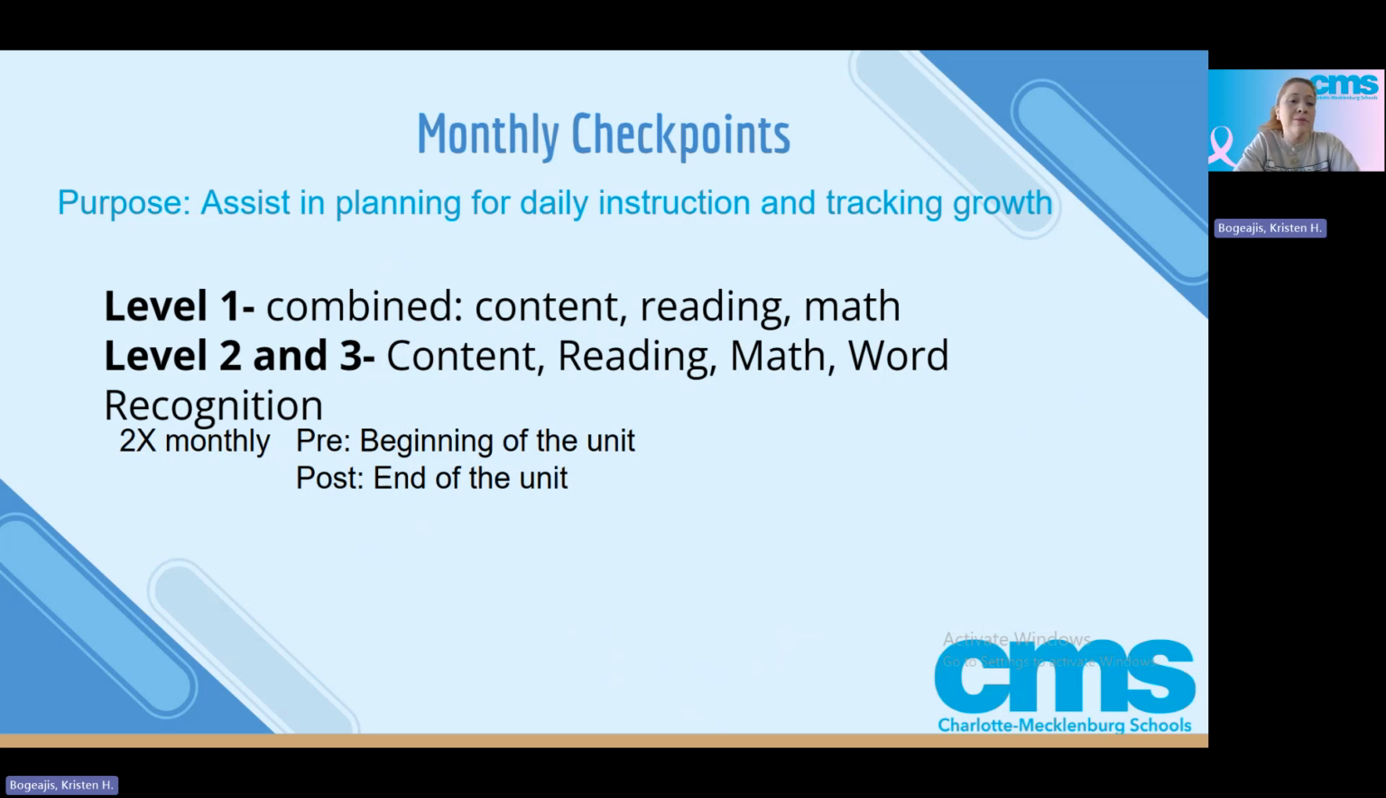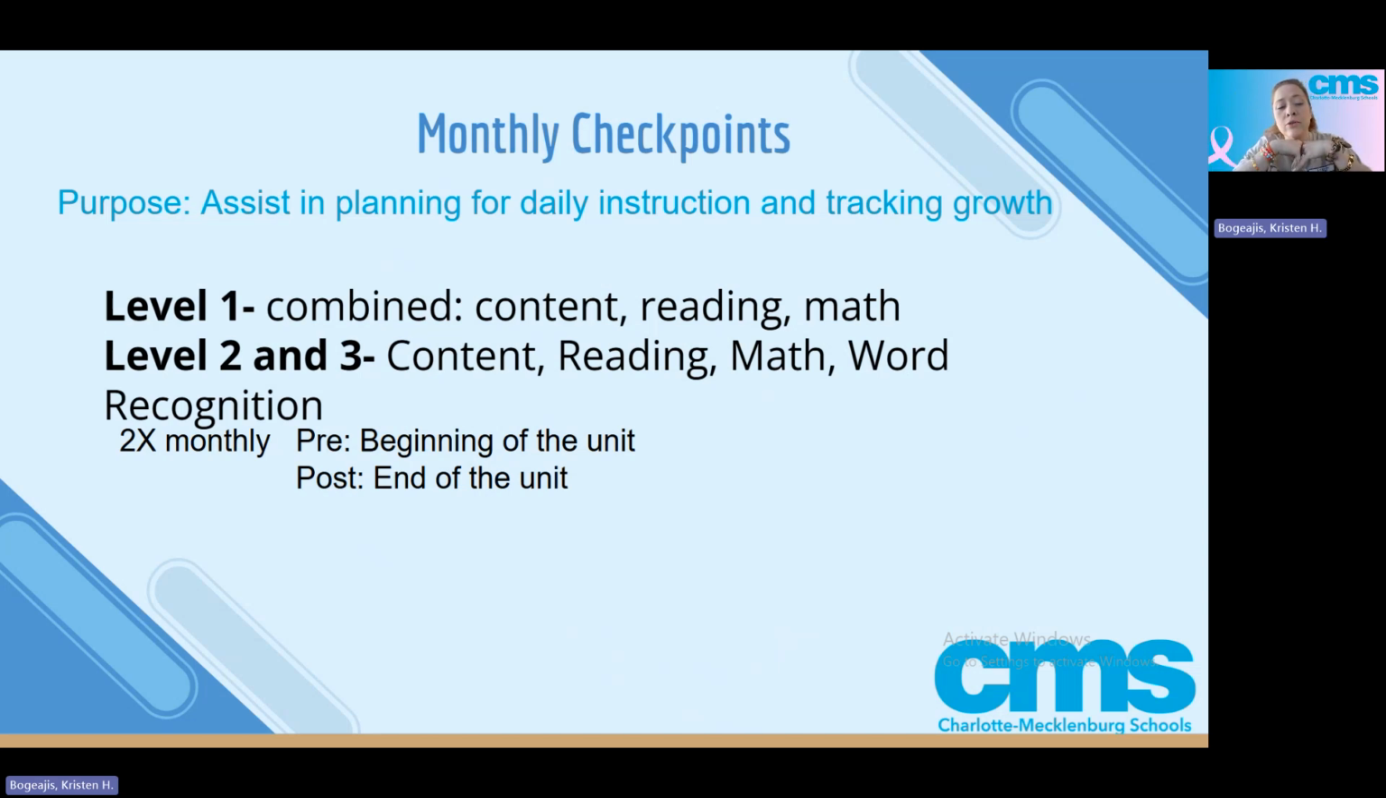So we are going to expect those monthly checkpoints. These are going to assist in planning for daily instruction and tracking growth for our students. It's also very helpful when it comes to IEP time, making goals, and we can talk a little bit more in depth on that when you do the more in-depth ULS Training 101. Here is how you pick the different levels. Level 1 is going to be combined content. So it's going to have your reading, your math, and then your overall content. Levels 2 and 3 are going to be broken up into content, reading, math, and word recognition.